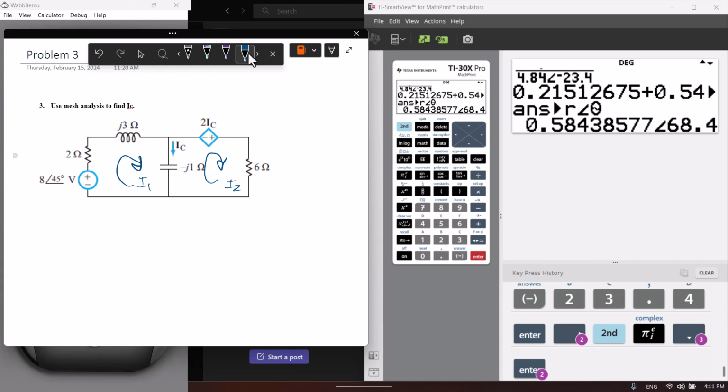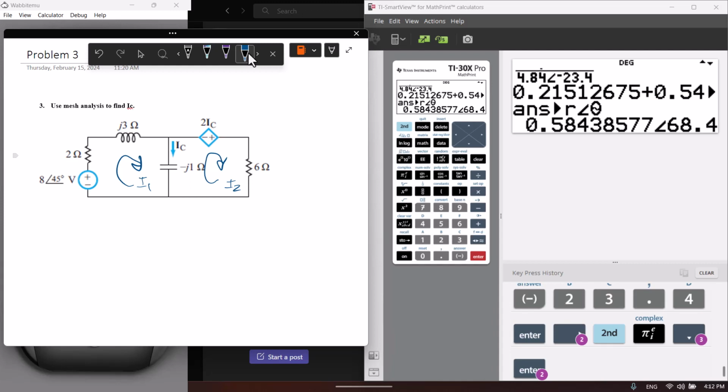It also means that whenever two meshes share a branch, the voltage drop on that branch will be the impedance times the current whose mesh you're on minus the current of the other mesh. If I did one of these clockwise and one counterclockwise, I'd have to keep straight what was positive and what was negative.